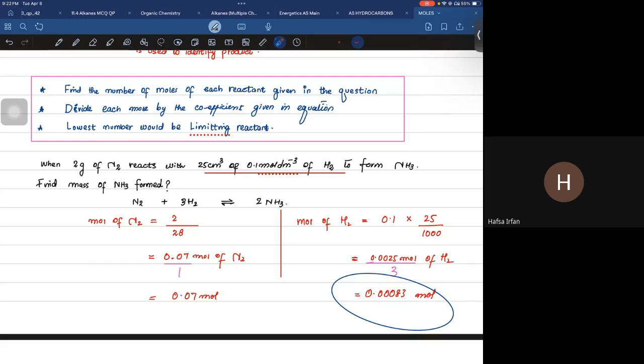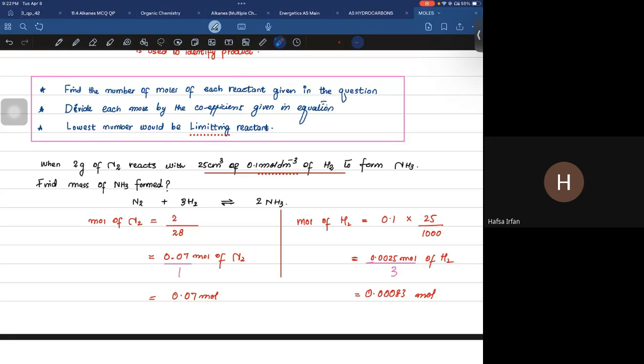So this is a shortcut method to find out the limiting reactant. Find the moles of each reactant, then divide each mole by the coefficient given in the equation. In the equation, the coefficient for nitrogen is 1 and the coefficient for hydrogen is 3. So I divided this mole by 1 and this mole by 3. After division, I got this and this. Now you have to see which is the smaller answer. Of course, this is the smaller number, so I can say hydrogen is the limiting reactant.